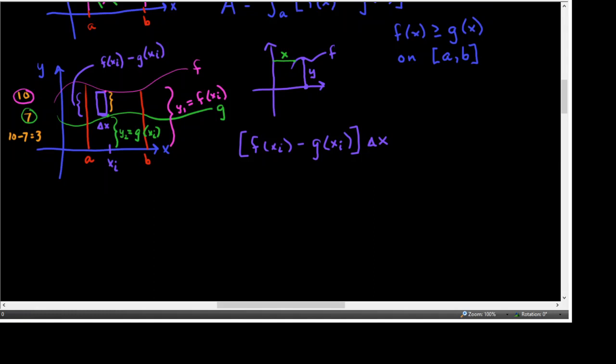Then we'd want to add up all of the rectangles from the first one through the nth one to get an approximation of that area. Now, to get the exact area, we would want to take the limit as n approaches infinity of that Riemann sum.